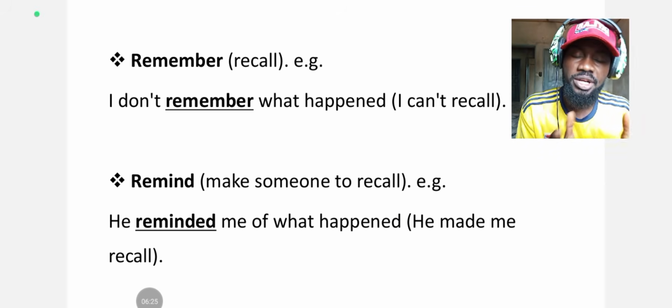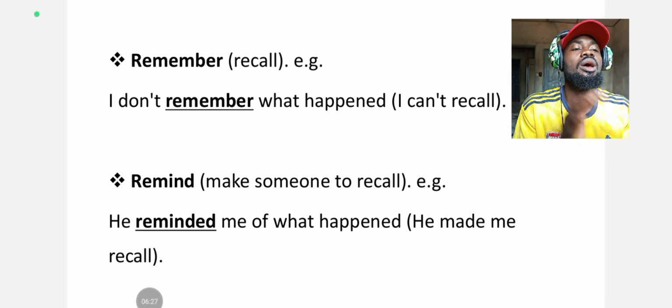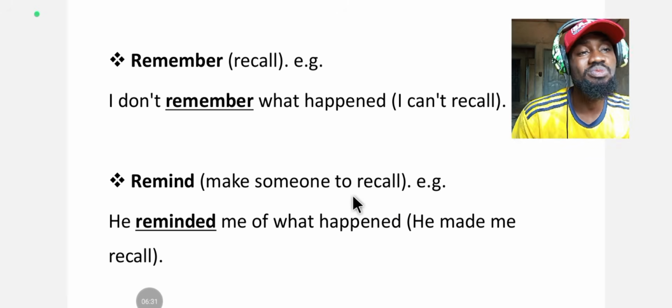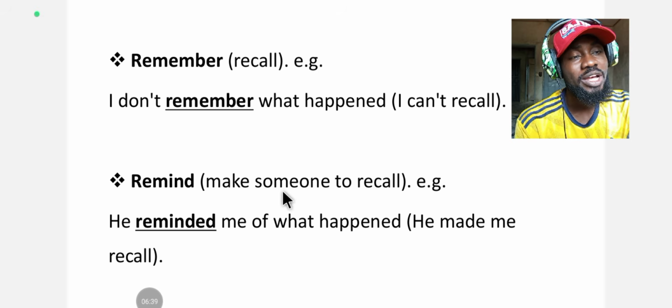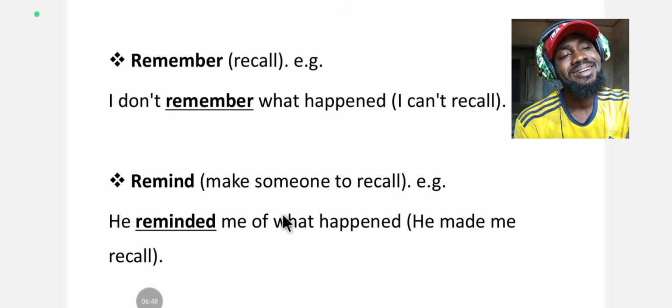Okay. So make someone remember, make someone recall. I want to remind you, and not I want to make you remember. Or you tell someone, remember me the time that we are supposed to go. That's wrong. Remind me when we are supposed to go. Not remember me. No, remind me when we are supposed to go.